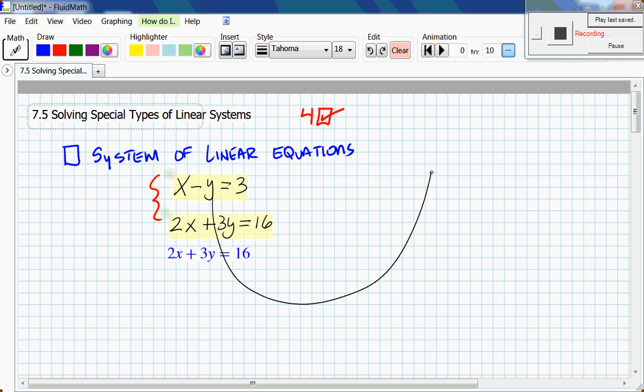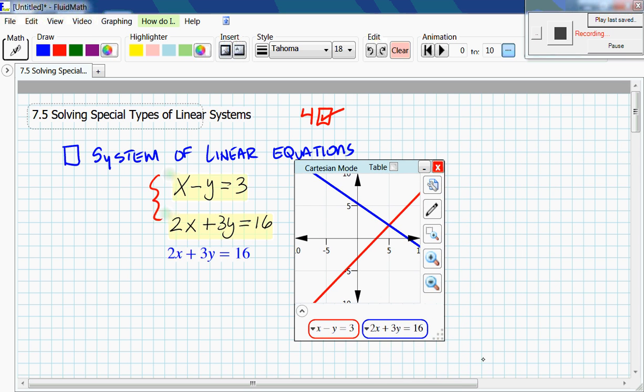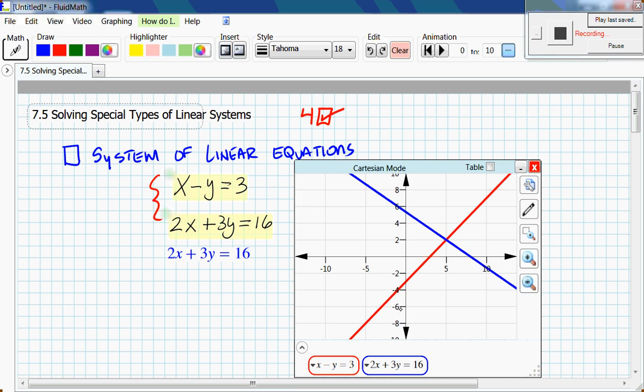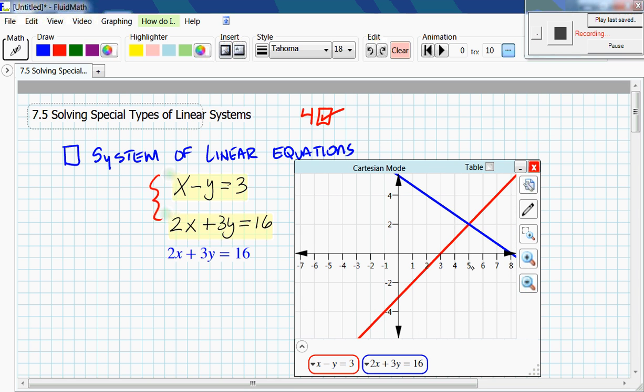So I'm going to put both of those onto the coordinate plane, and I can see from the graph that the point at which they intersect is the solution to the system, and that point looks like it is 5, 2. So x is 5 and y is 2. So my solution for this one would be 5, 2. My x, and that's my y. And that's what we've been doing so far.